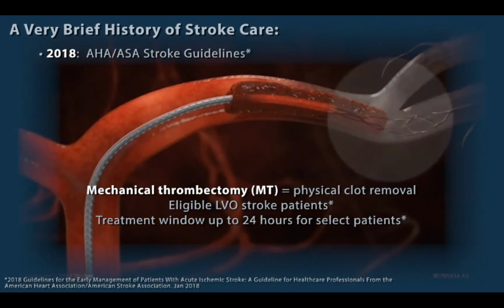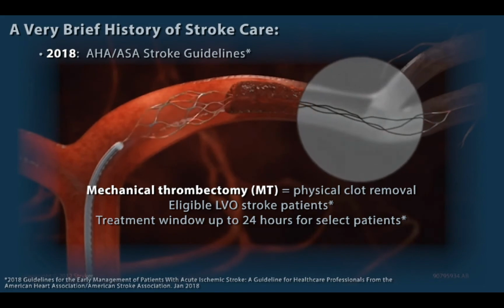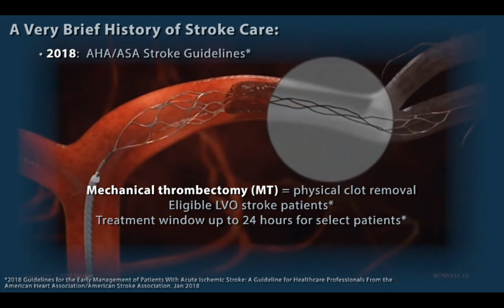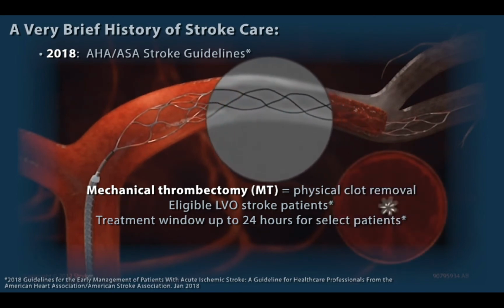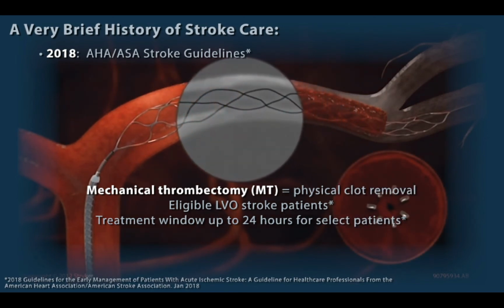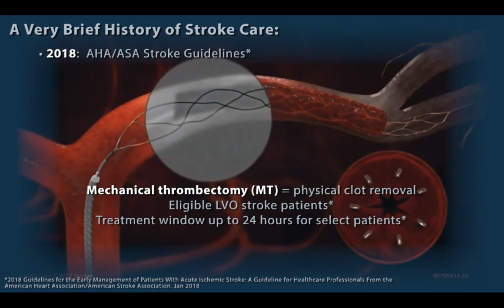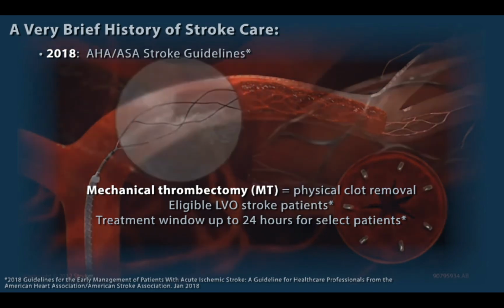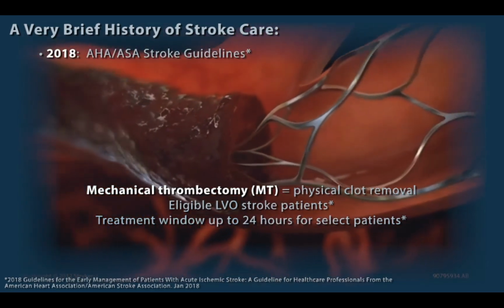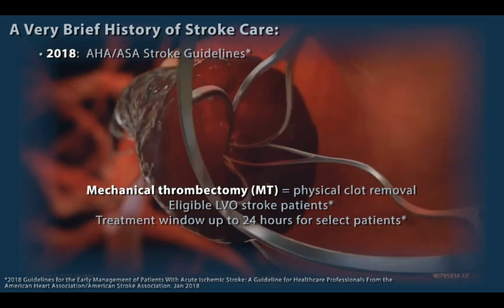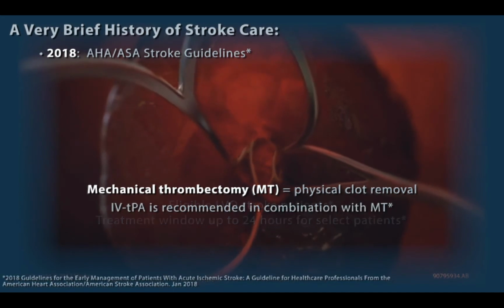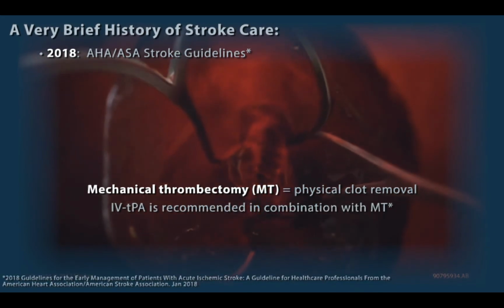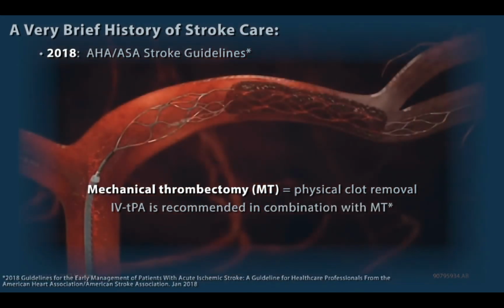Similar to IV-TPA, mechanical thrombectomy is changing entirely the way we respond to stroke. The 2018 AHA guidelines for management of acute ischemic stroke recommend mechanical thrombectomy for eligible LVO stroke patients with a treatment window that extends out as far as 24 hours for select patients. The guidelines also recommend early IV-TPA use for all eligible patients in combination with mechanical thrombectomy.